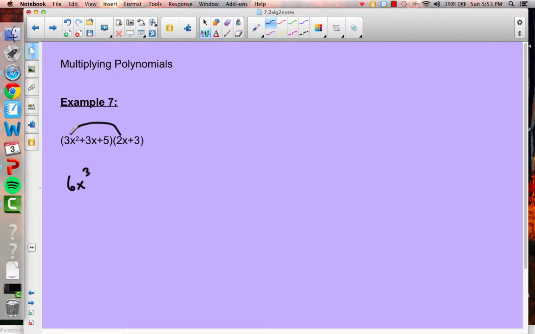Okay? And then I'm going to take that first term and multiply it by the second in the parentheses. So 3x squared times 3 gets us positive 9x squared. So I took 3 times 3 to get the 9, and there's no x's, so the x squared stays the same. And then I'm going to continue on with the next one in the first parentheses. 3x times the first, that gets me 3 times 2 is 6, and x times x is x squared. And then 3x times 3. 3 times 3 is 9, and there's only one x. And then finally, the last one, 5 times 2x gets us 10x. And then 5 times 3 gets us positive 15.